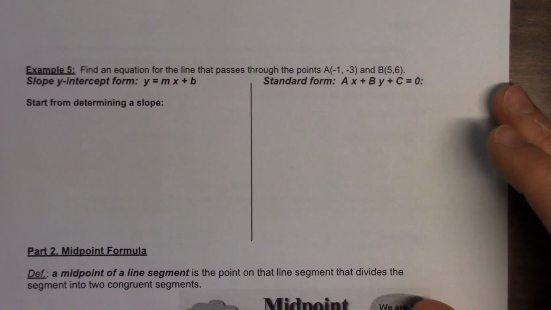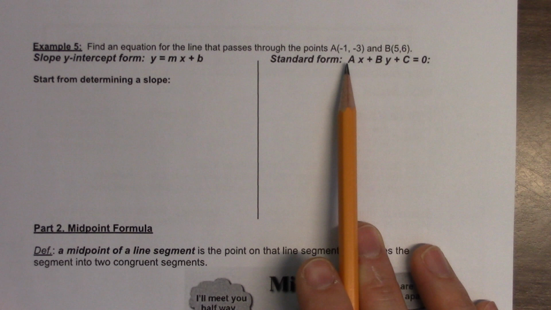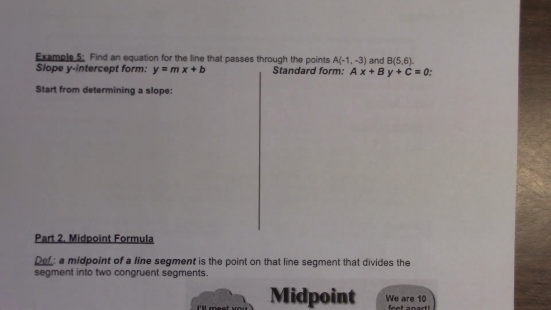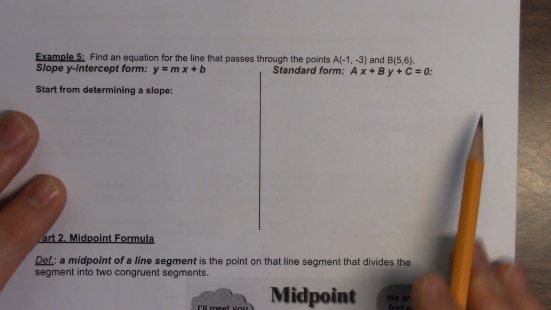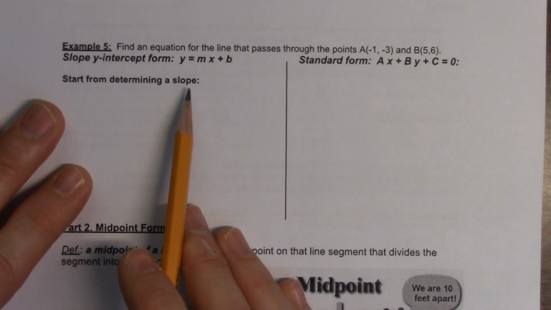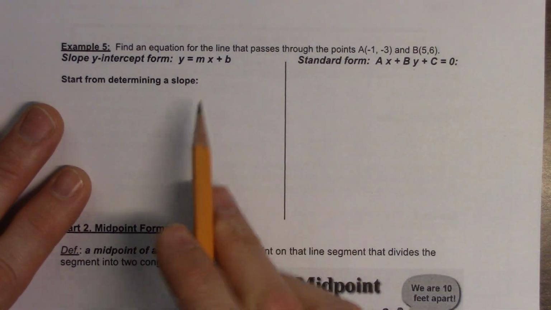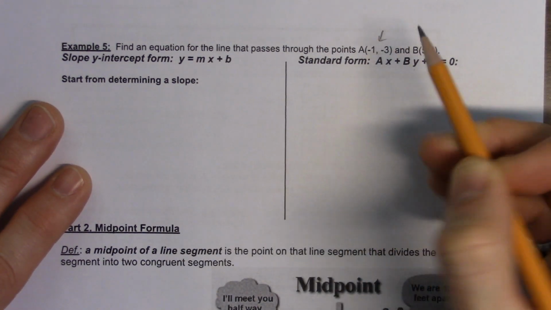Example 5. It says, find an equation for the line that passes through the points -1, -3, and 5, 6. Okay? We need the slope y-intercept form. And it tells us what to do here. It says determine a slope. Stefan, how do I get the slope of this line if it passes through these 2 points? What's the slope?